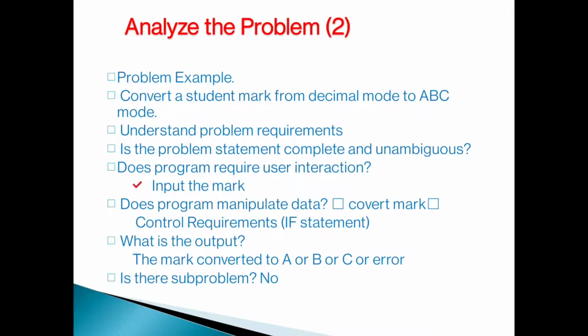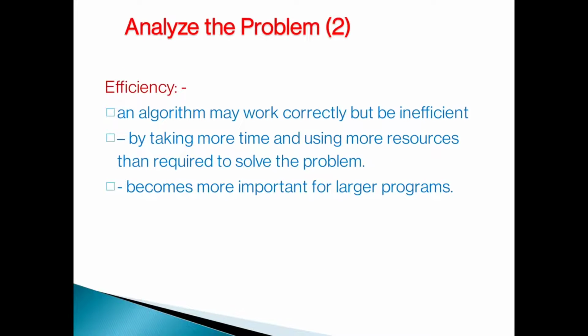And second, does the program manipulate the data? Yes, definitely the program manipulates the data. The decimal mode of data is converted into alphabetical mode, that is ABC mode. What is the output? The mark is converted into A or B or C, or it may result in some error. Is there any subproblem? Definitely no, there is no subproblem. And the most important one, we have to analyze the problem with its efficiency. How to measure the efficiency? An algorithm may work correctly but be inefficient by taking more time and using more resources than required to solve the problem, and it becomes more important for larger programs.